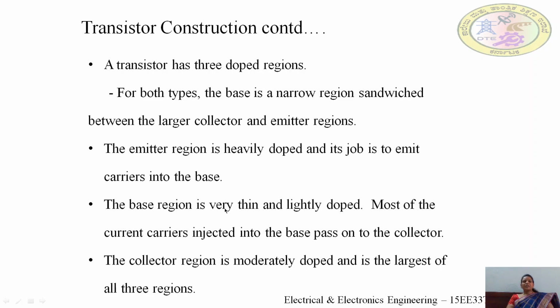The base region is very thin and lightly doped. Most of the current carriers injected into the base are passed on to the collector. The collector region, which is moderately doped, is the largest of all three regions and collects these majority charge carriers.